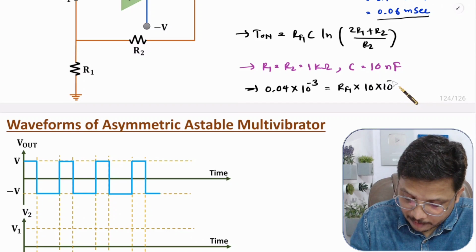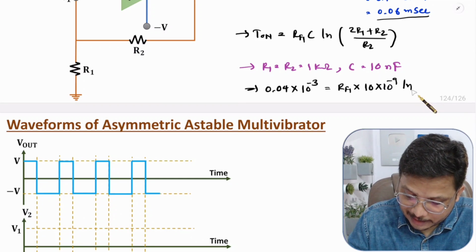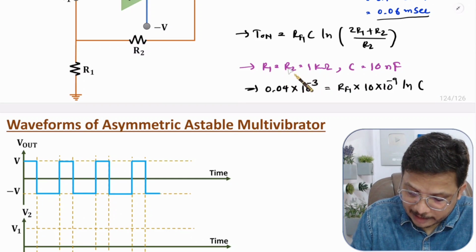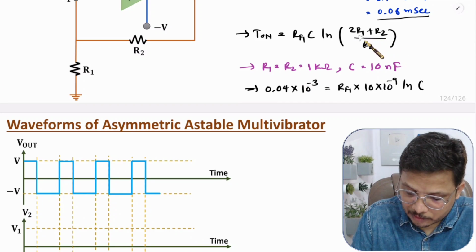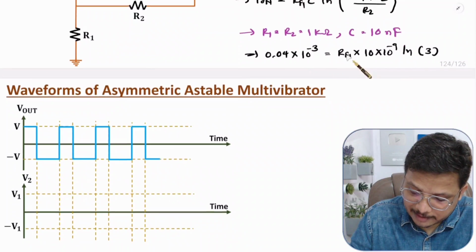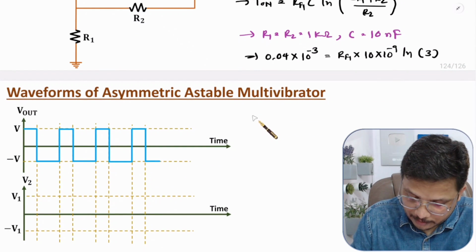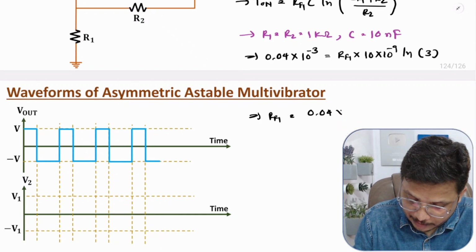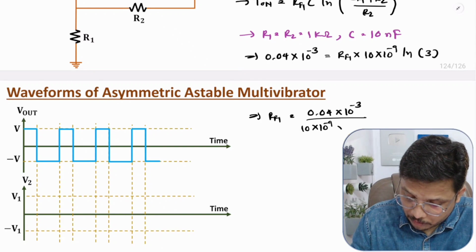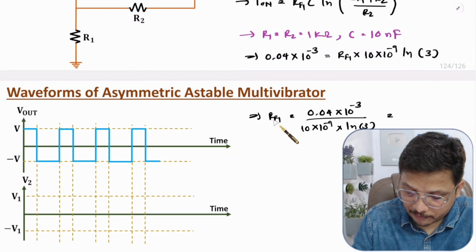So 10 into 10 to the power minus 9 into ln of, see, R1 and R2 both are equal, so 2 plus 1 equals 3. So ln of 3 we need to have. Now we need to simplify this to get the value of Rf1. So Rf1 will be how much? That is 0.04 into 10 to the power minus 3 divided by 10 into 10 to the power minus 9 into ln of 3. You just solve this in a calculator, you will be getting the value of Rf1.